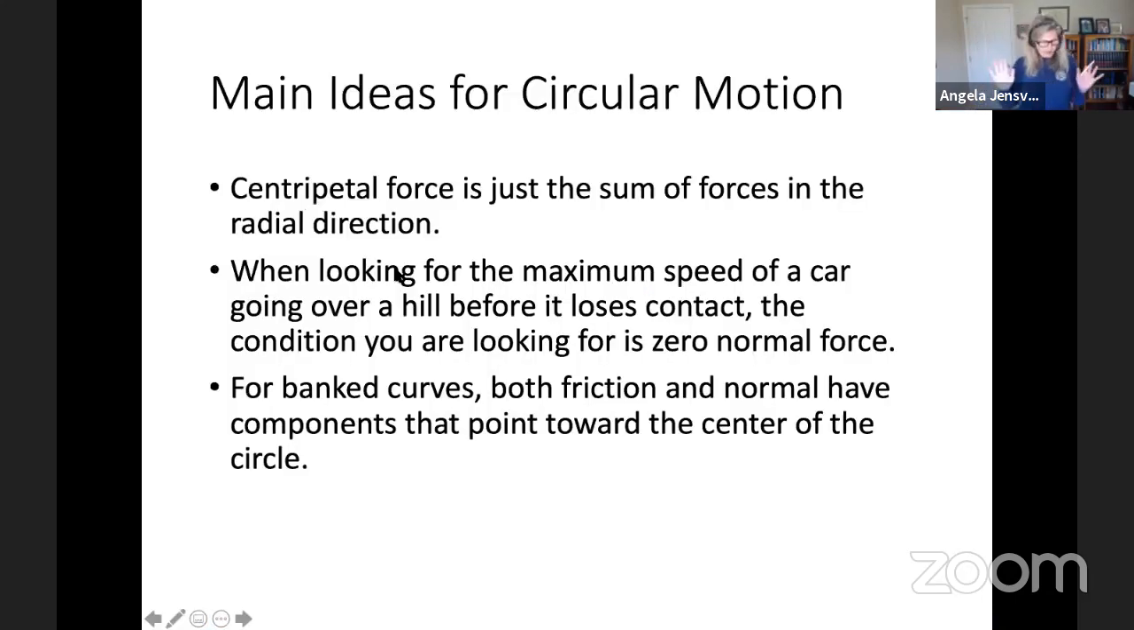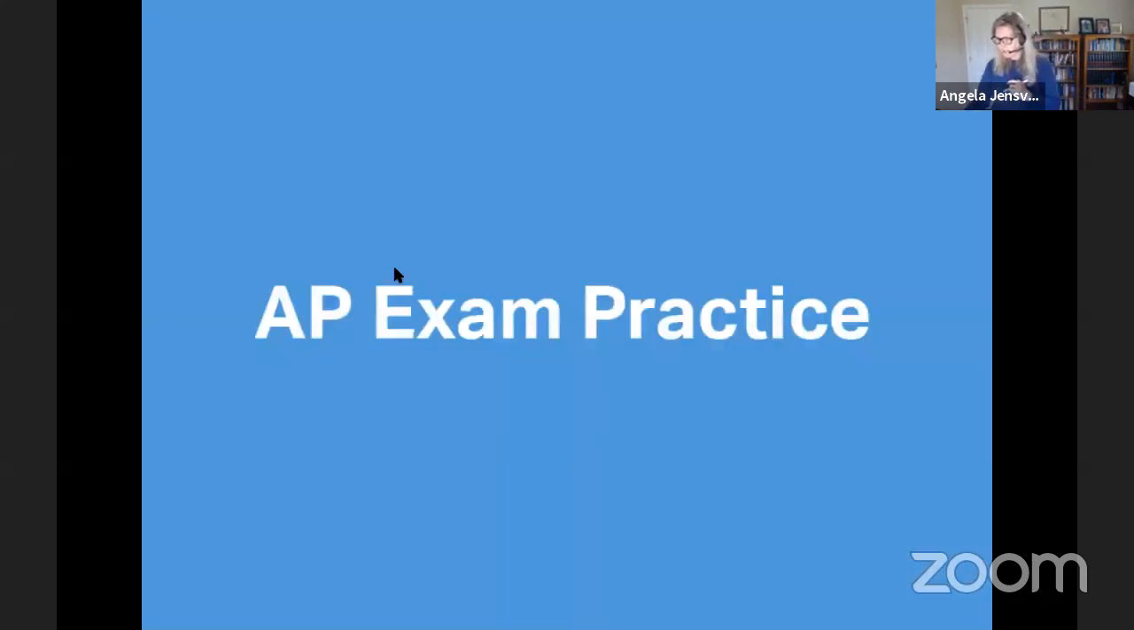Okay, just to summarize, centripetal force is just the sum of forces. It's not a separate force. When you look at the maximum speed of a car going over a hill, you're looking for the condition when normal is 0. For banked curves, both friction and normal have a component that points toward the center.